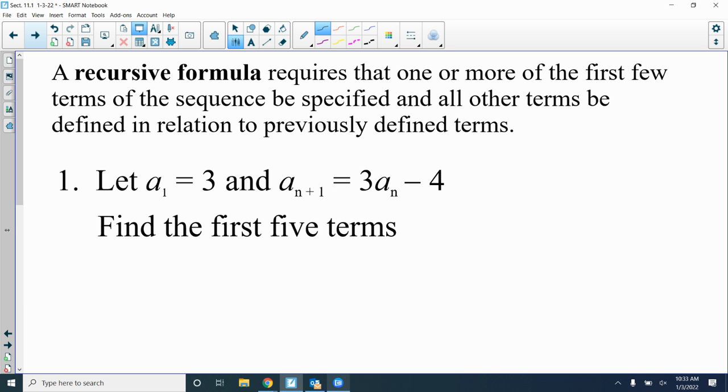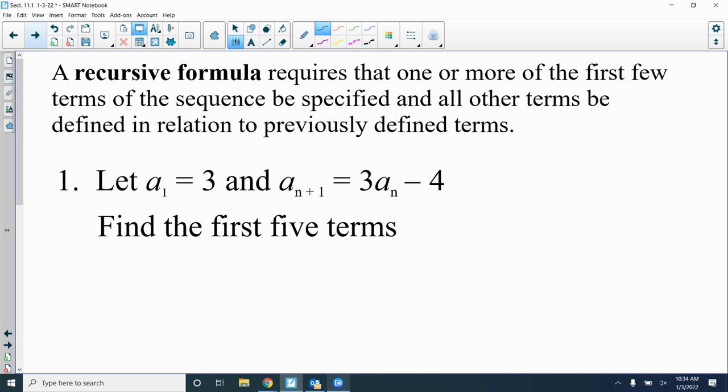You plug in a number, you take that answer, you plug it in again. All right, a recursive formula requires that one or more of the first few terms be specified and all other terms be defined in relation to the previous terms. All right, let a sub 1 equals 3 and a sub n plus 1 equals 3 to the a sub n minus 4. If my first term is 3, without me telling you, see if you can figure out what the second term is, just from that information.